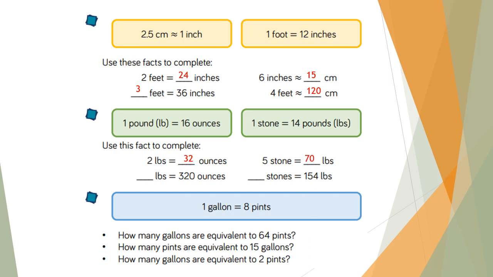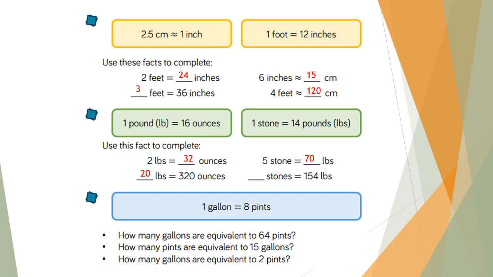5 stone is equal to 70 pounds. To get from 1 to 5, we times it by 5. So we do the same with our 14, we also times it by 5. And a quick way to work that out is to do 14 times 10, which is 140, and halve it.